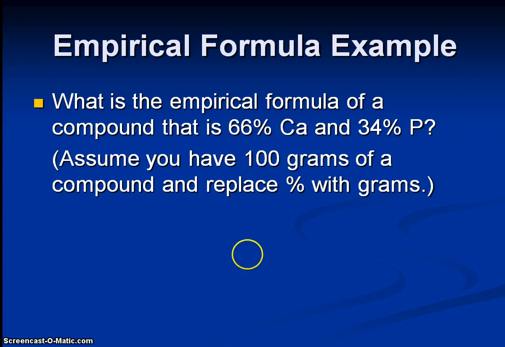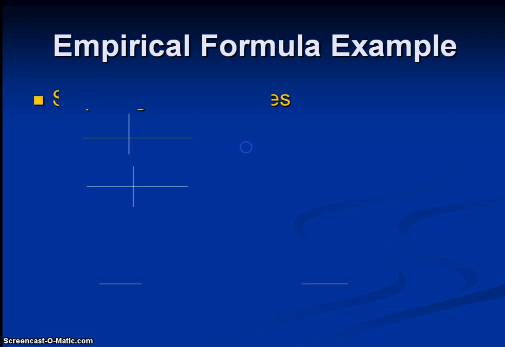Alright, so let's do another one and I'll show you what I meant by multiplying those fractions. So first of all, a lot of times you'll be given percentages instead of grams. So you can choose any amount of grams and you're just going to take 66% of it. But if you choose 100 grams, 66% of 100 is 66. So basically it just keeps you from having to do a calculation. So if you assume that you have 100 grams, you can just replace the percent with grams.